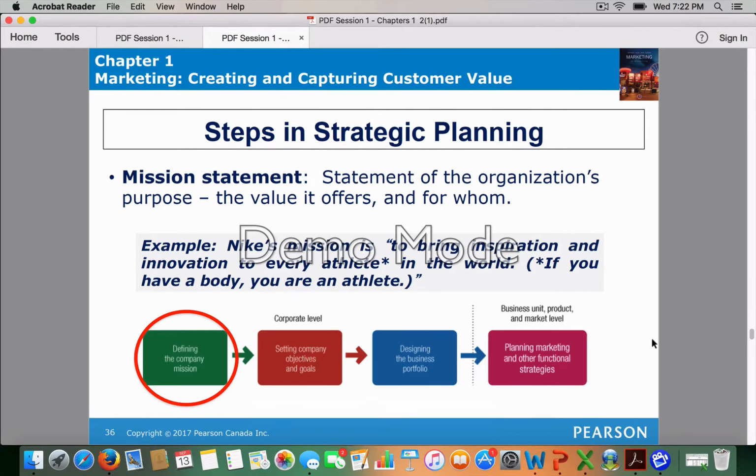An example here is Nike. Nike's mission is to bring inspiration and innovation to every athlete in the world. And so every single thing that Nike does, every decision it makes, all should be geared towards helping Nike achieve this mission.